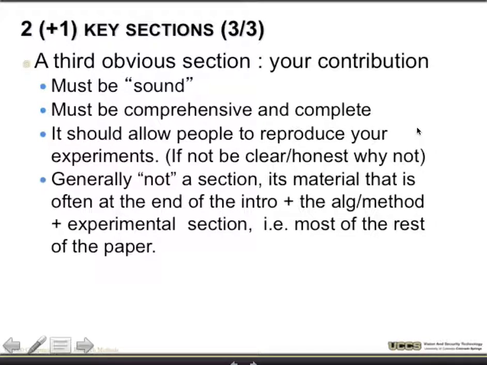It should allow people to reproduce the experiments. And if it's not, be clear and honest why not. My recommendation is that if they can't reproduce the experiments, there have to be very special reasons. Sometimes you can't reproduce them because, for example, you're working under an IRB, and the IRB will not allow you to release the data because it would violate the privacy of the subjects, and then you have to be very careful what conclusions you draw and how people might be able to reproduce it.